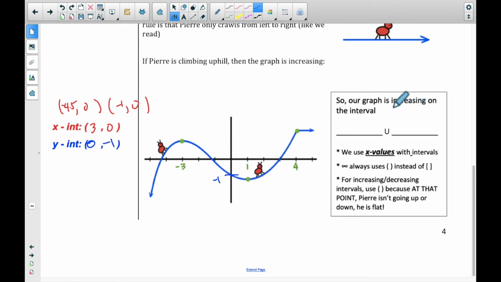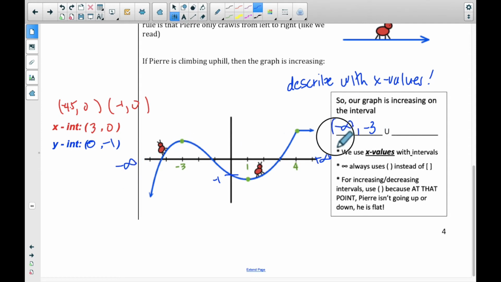So when we talk about increasing and decreasing, we use interval notation. So where is it increasing? Well, we also always use our x values to describe it. So from -infinity, this is the x values, because over here in x's, this would be -infinity, and in the x's, this would be +infinity. So in the x's, from -infinity all the way, Pierre has been climbing this whole way, going up, up, up, all the way up here to -3. All right, now the question is, do we use brackets or parentheses? Well, for infinity, we always use parentheses.